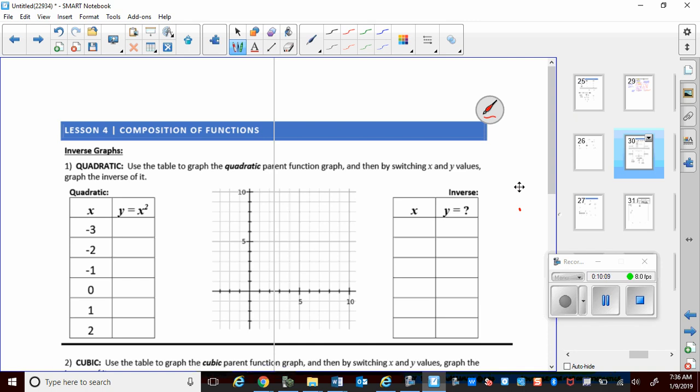So if we're given a graph, or given an equation, we can use x and y values to produce an inverse graphically. This is graphically. Before, we did it algebraically.